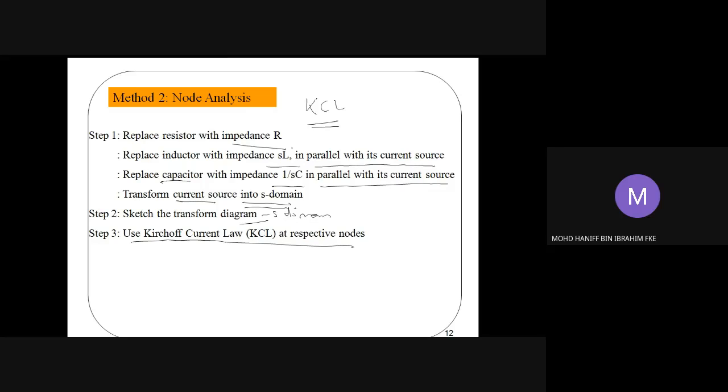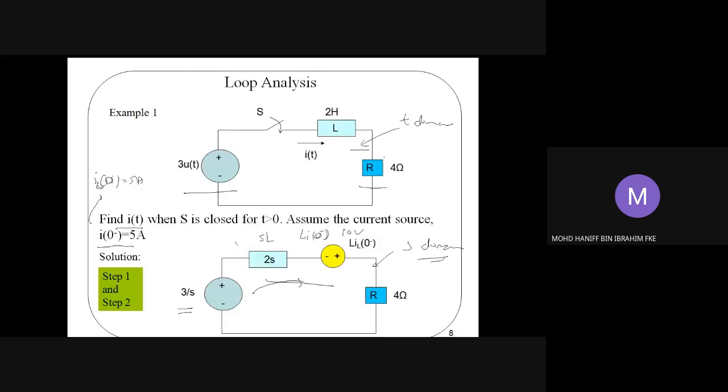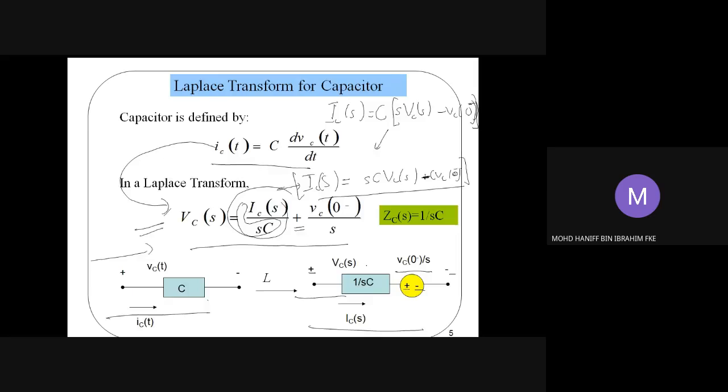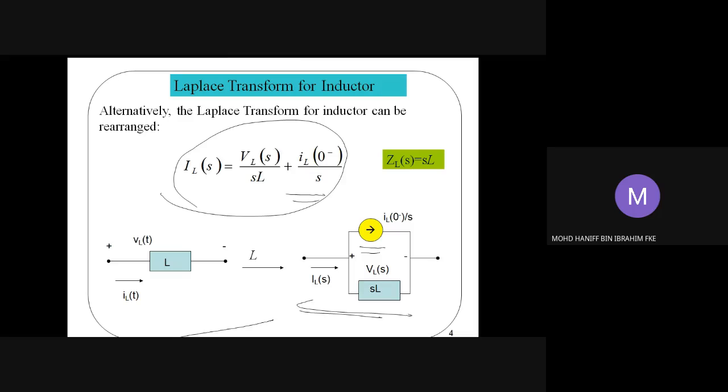I think the method should be similar to what we have learned before in KVL, but you need to take care of this transformation, the current source for the inductors and the current source for the capacitor. This is based on these slides. Slide number 6 for the capacitor, this is the one, the transformation into current source. And also slide number 4 for the inductors. This is the one.